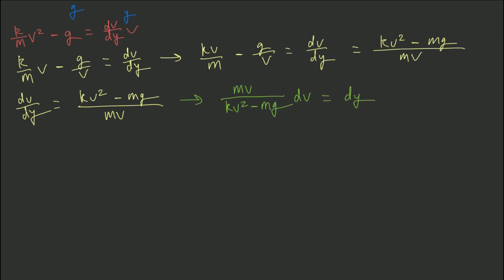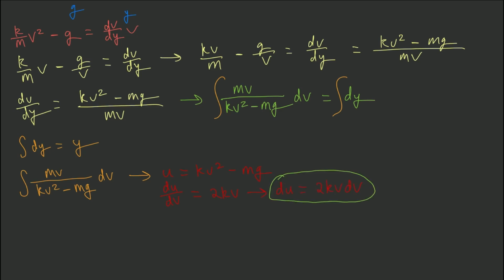So we're going to integrate this side, and we're going to integrate that side. So mv over kv squared minus mg dv. What we're going to do here is something called u substitution, as you might remember. Let's define a u. We'll say u is equal to kv squared minus mg. And then we'll say du/dv is equal to 2kv minus 0. The derivative of a constant is 0.